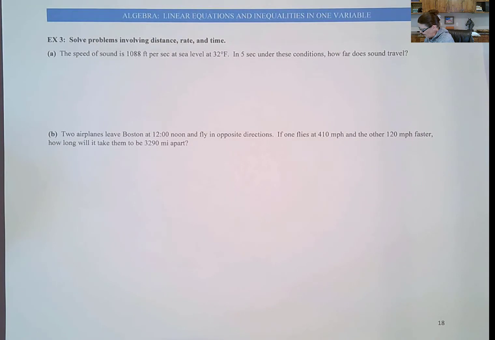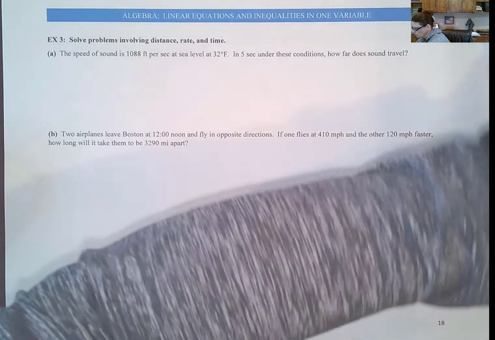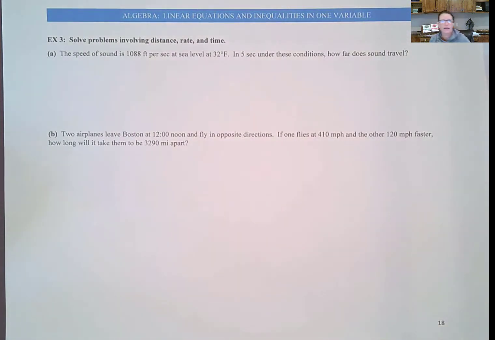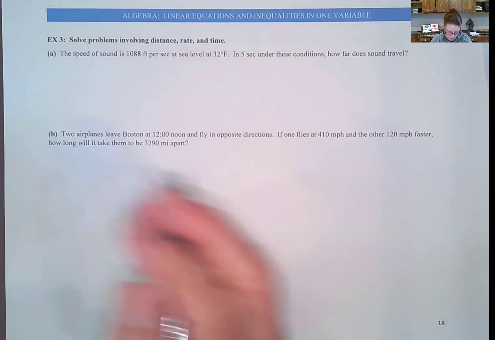As we look at example 3, we're going to solve this problem involving distance, rate, and time. In part A, we know that the speed of sound is 1,088 feet per second at sea level when it's about 32 degrees Fahrenheit. So speed of sound depends on elevation and temperature, interestingly enough. In 5 seconds under these conditions, how far does sound travel?